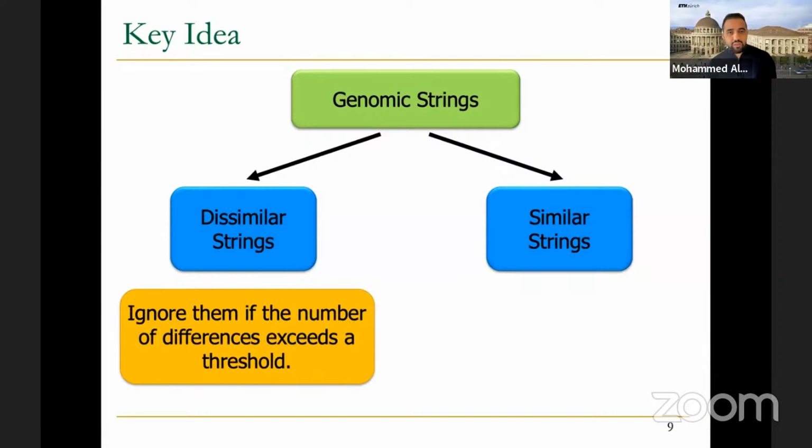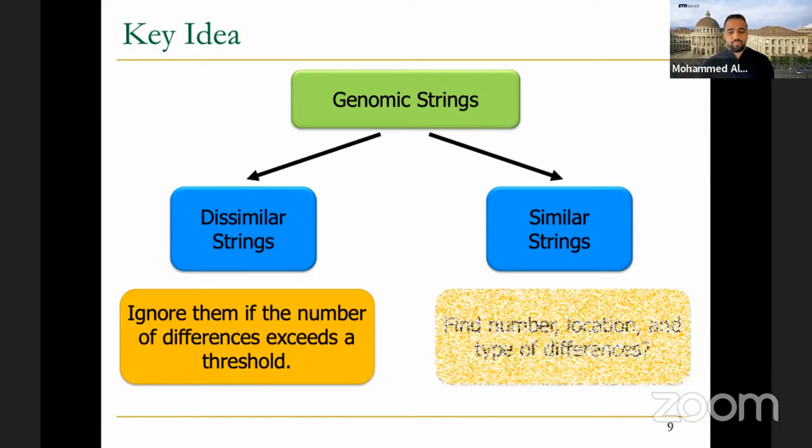For dissimilar sequences, we said normally they are not interesting at all for the application, whatever the application. Since you set the threshold, anything above this threshold is not interesting. There's no significance in knowing these differences. So we need to ignore these dissimilar sequences and not use the dynamic programming at all.